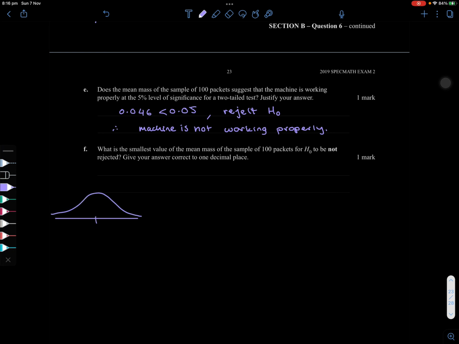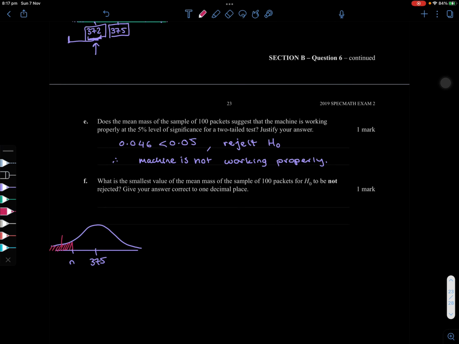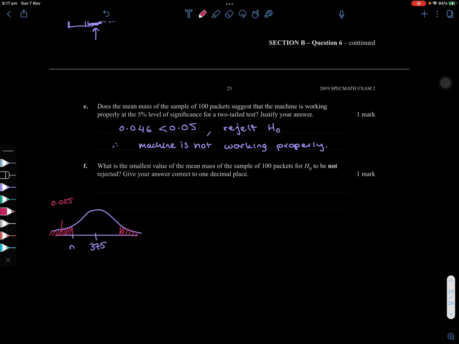Now it says, what is the smallest value of the mean mass of the sample of 100 packets for H0 to not be rejected? So let's draw our normal distribution again. We have 375. And we have the smallest value. Let's just call it n, right? And the probability to the left of it needs to be 0.025. And the reason for that is, remember, we multiply it by 2 because it's a two-tailed test. So it needs to be half of this to where you multiply it by 2, it gets you 0.05, and H0 is not rejected, okay?